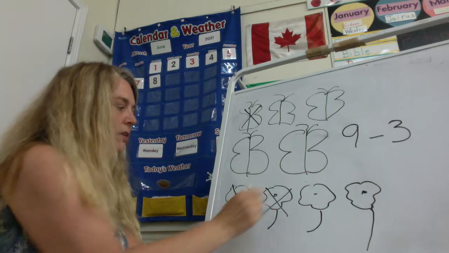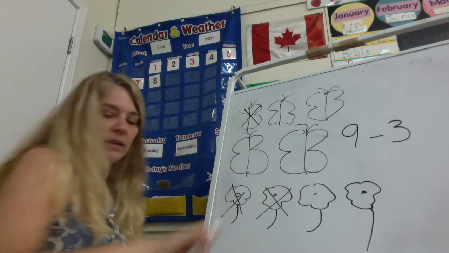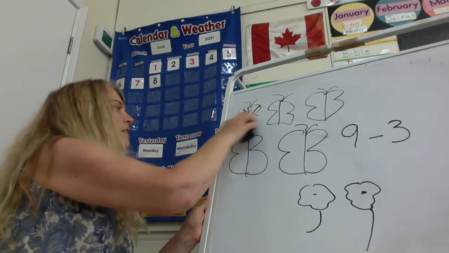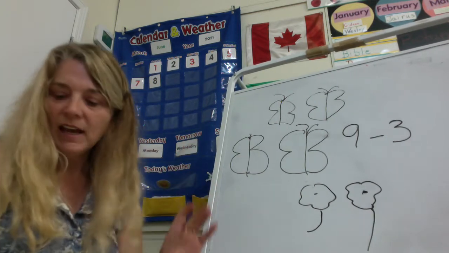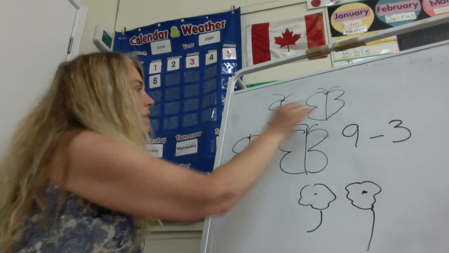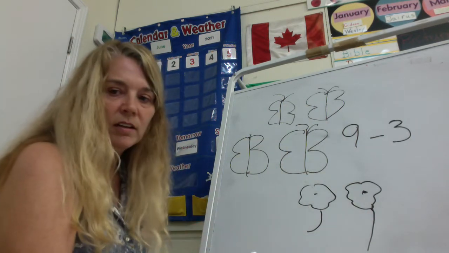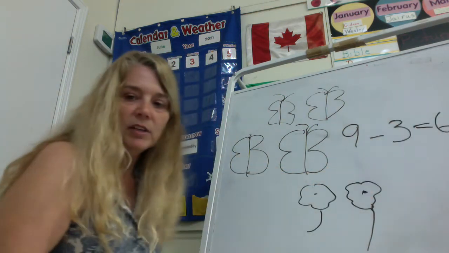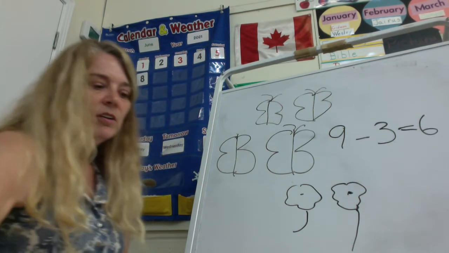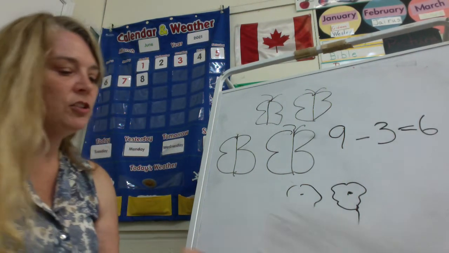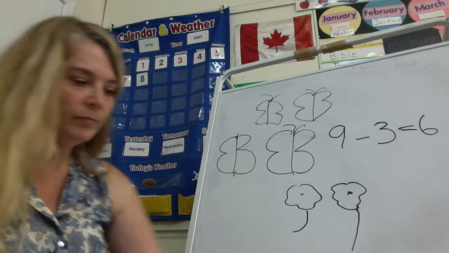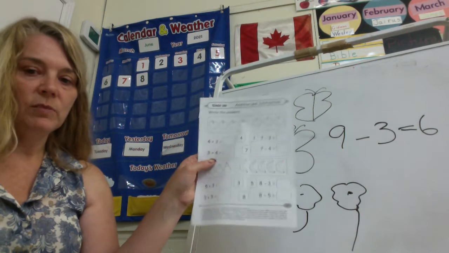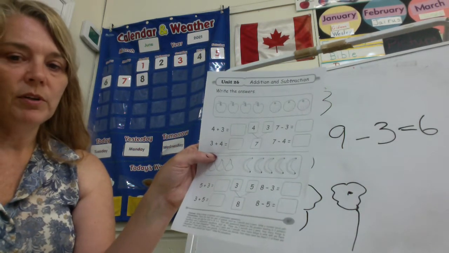There, we've taken away 3 things. 1, 2, 3. Let's rub them out. Rub it out, 2 flowers and 1 butterfly. That's 3 of the pictures. Let's see how many pictures we have left. 1, 2, 3, 4, 5, 6. So 9 pictures, take away 3 pictures equals 6 pictures. So JKs, you can go ahead and finish your addition and subtraction sheet. And SKs, you have an addition and subtraction sheet as well. Let's do a couple examples for you.